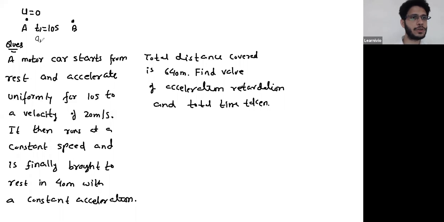Acceleration from A to B is not given. But when it reached point B, its velocity is 20 meter per second. It then runs at a constant speed. From B to another point C, it runs at a constant speed of 20 meter per second.